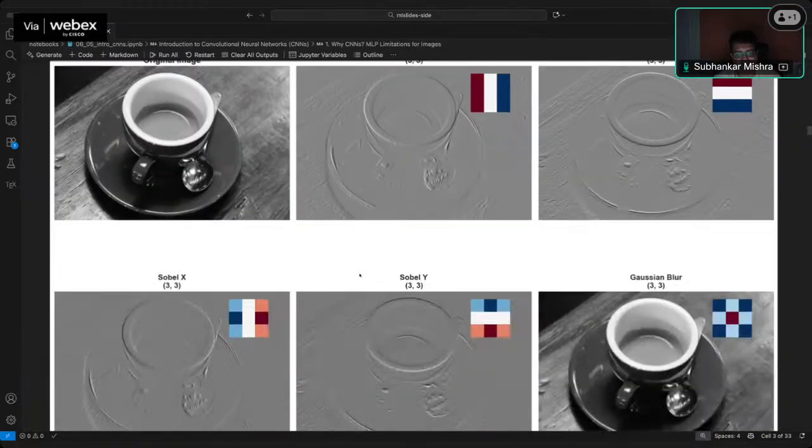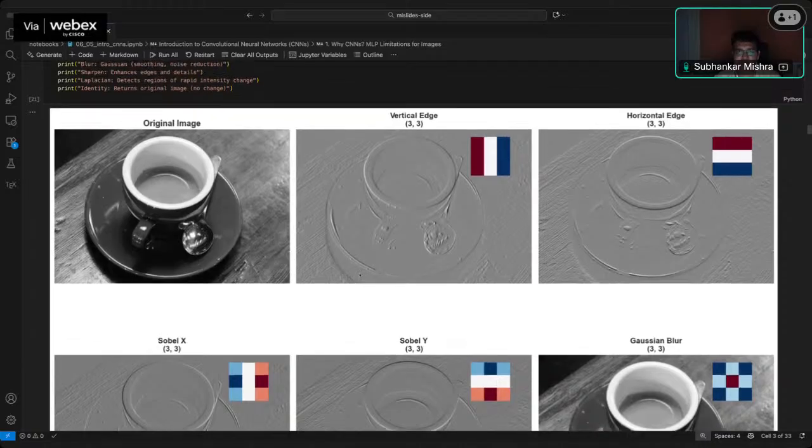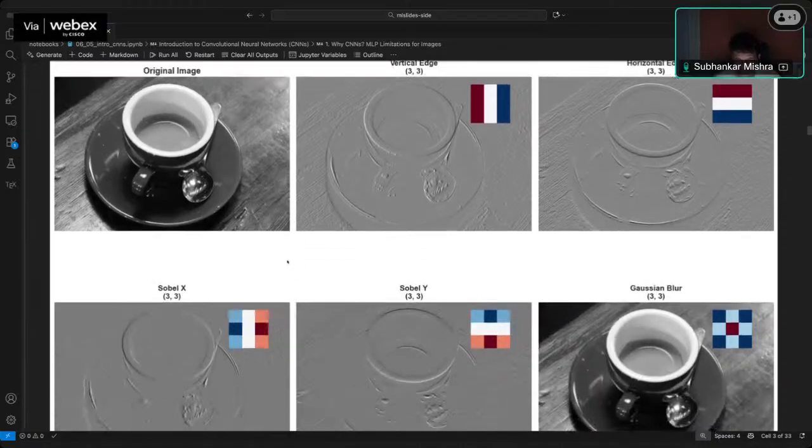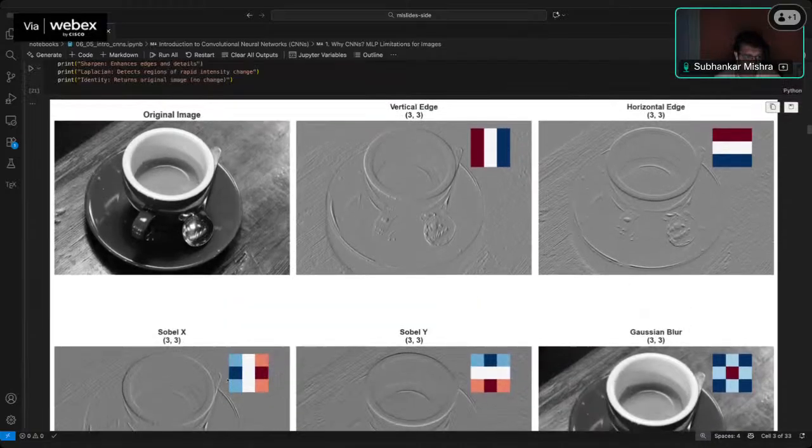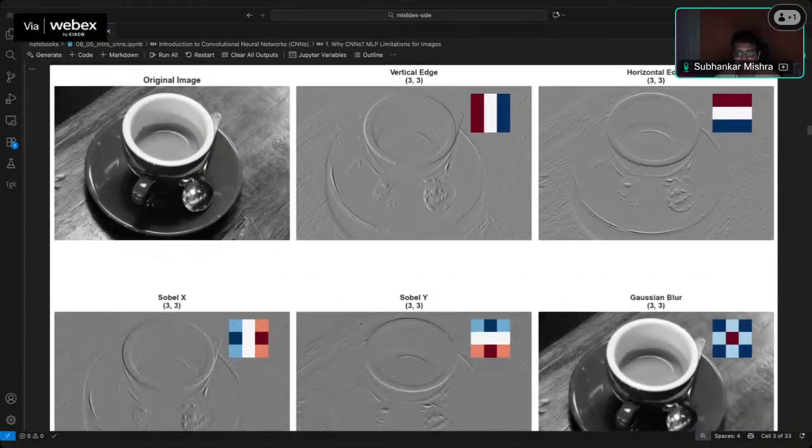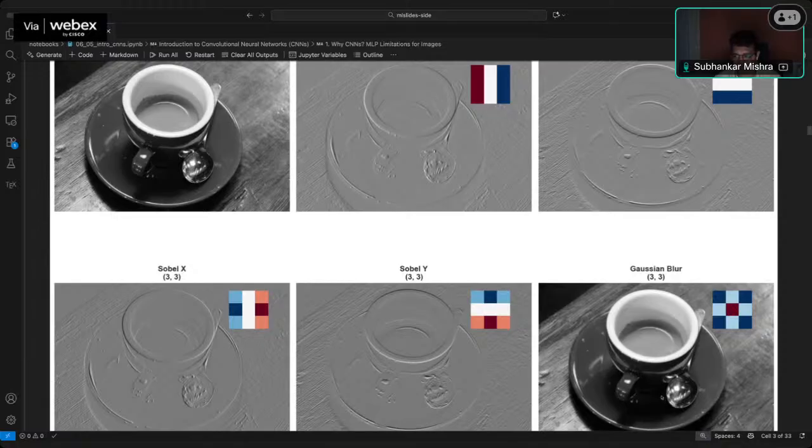And this one is just an example of what happens if you use all those filters that we just looked at, like vertical edge, horizontal edge, Sobel X, Sobel Y. You can take a look at what those filters are as well, and what happens if you have a Gaussian blur.